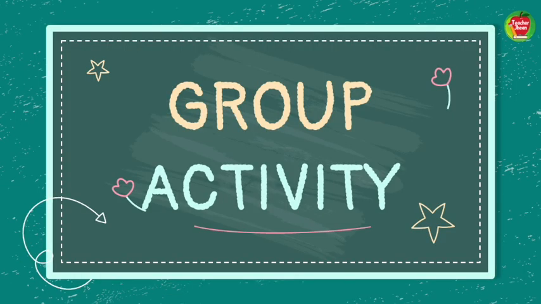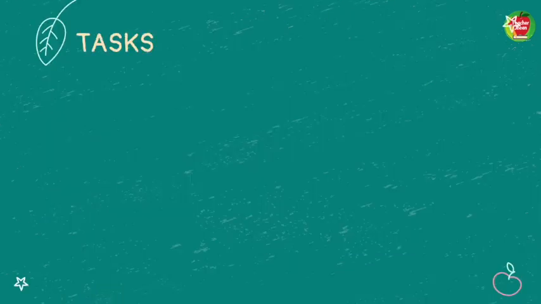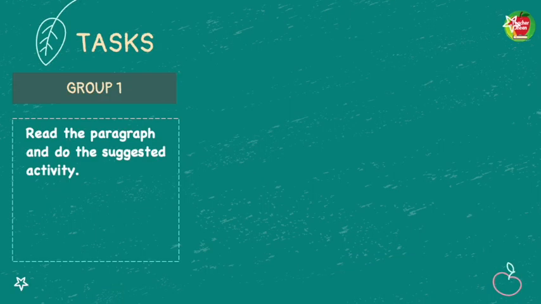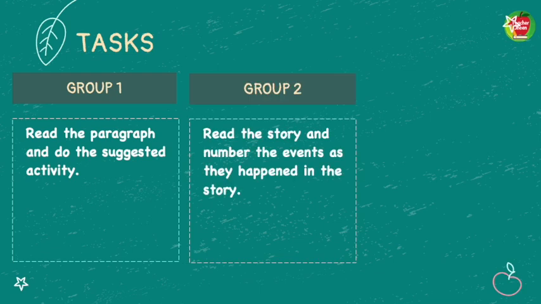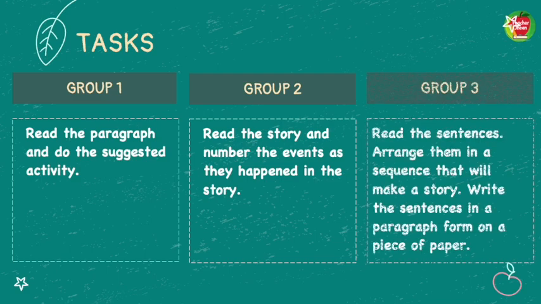Now for the group activity, here are the tasks. Group 1, read the paragraph and do the suggested activity. Group 2, read the story and number the events as they happened in the story. And Group 3, read the sentences, arrange them in sequence that will make a story. Write the sentences in a paragraph form on a piece of paper.